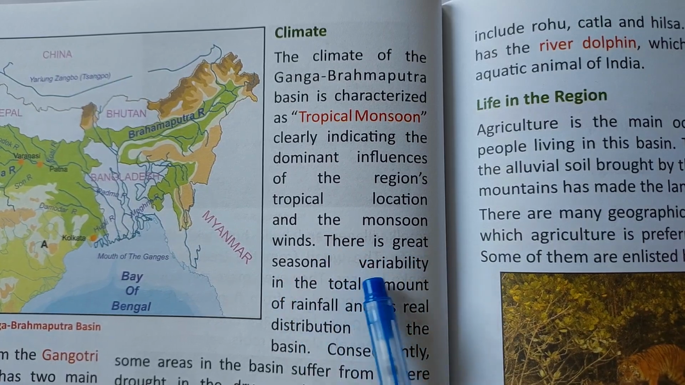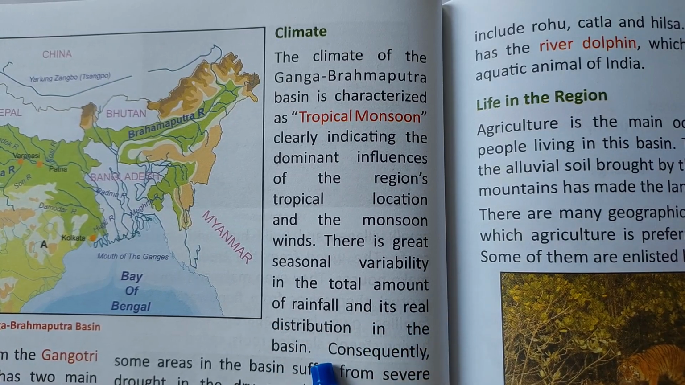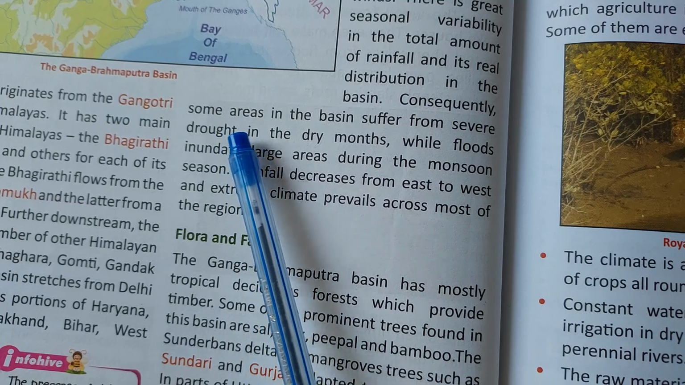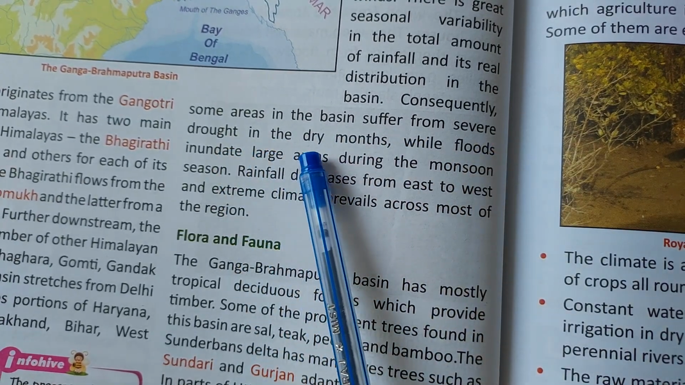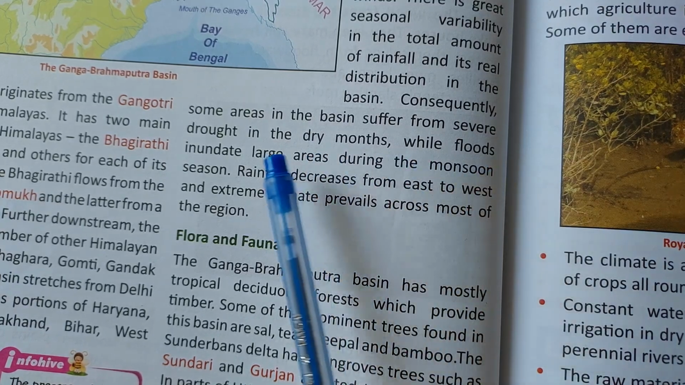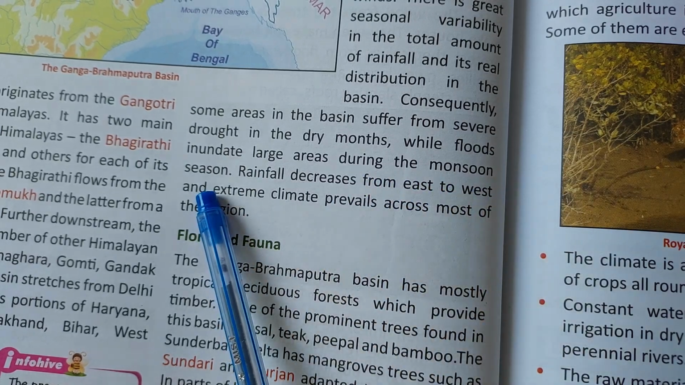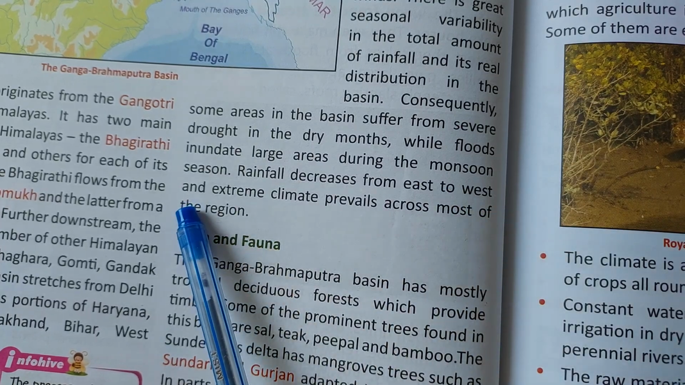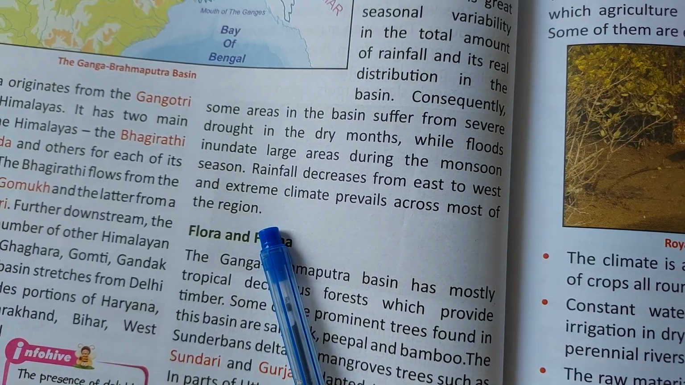There is great seasonal variability in the total amount of rainfall and its areal distribution in the basin. Consequently, some areas in the basin suffer from severe drought in the dry months, while floods inundate large areas during the monsoon season. Rainfall decreases from east to west and extreme climate prevails across most of the region.